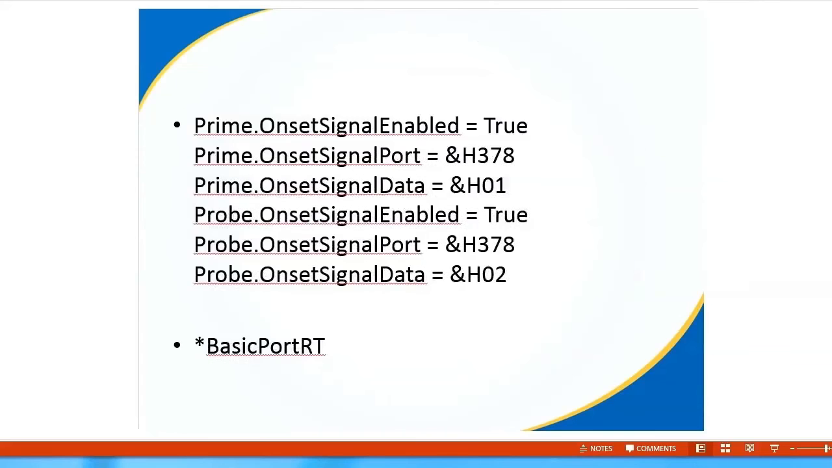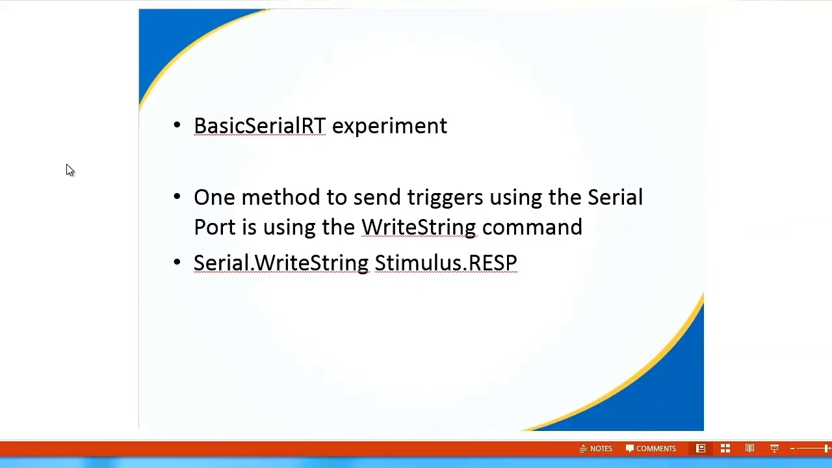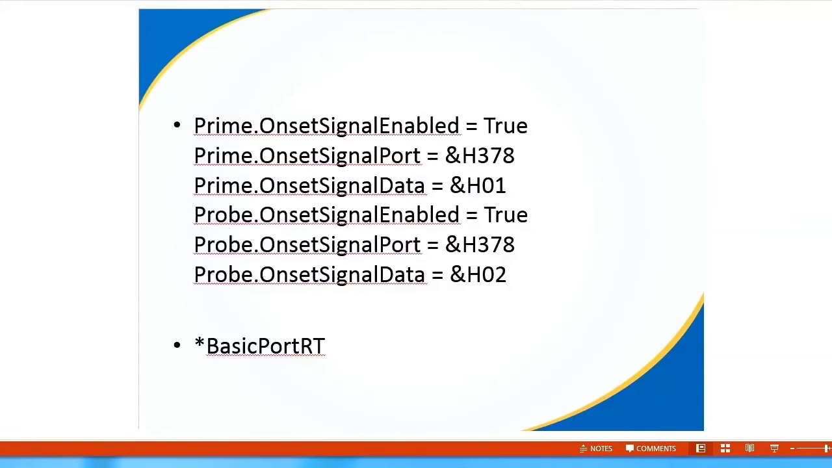So the next slide talks about the case where we assume the objects' names are prime and probe. It's kind of similar, but here we're showing you the parallel port address &H378, which, as I talked about, is the standard address and is used in the following example.